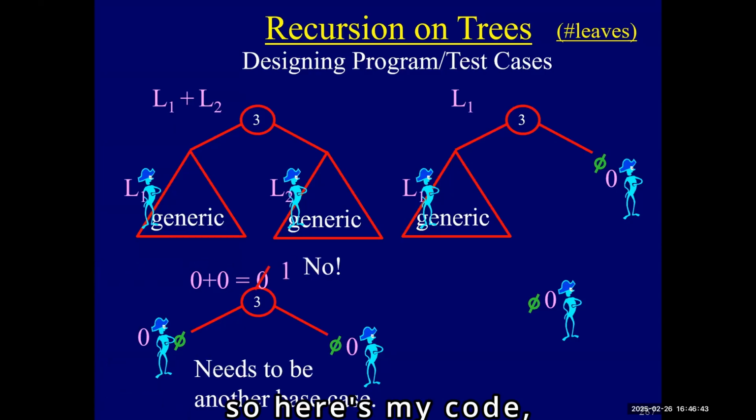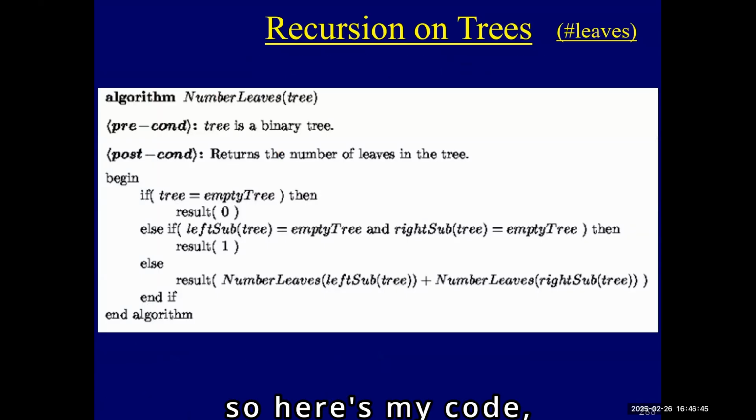All right, so here's my code. If I'm the empty tree, I'm 0. If I'm a leaf, then my answer is 1, right? And how am I a leaf? Well, if my left subtree and my right subtree are empty, right, then I'm a leaf.